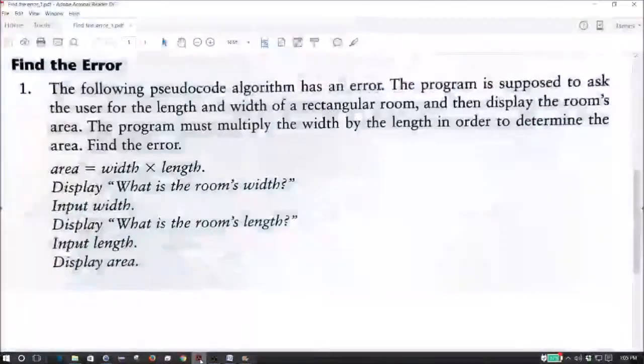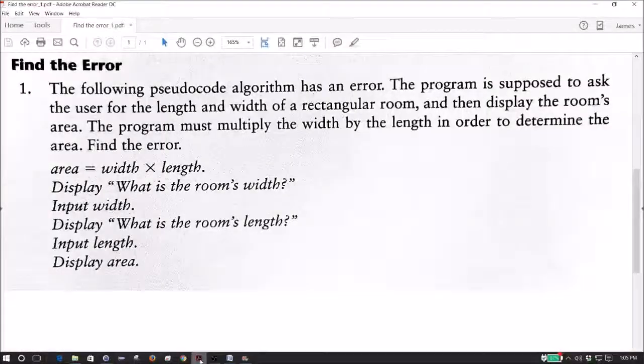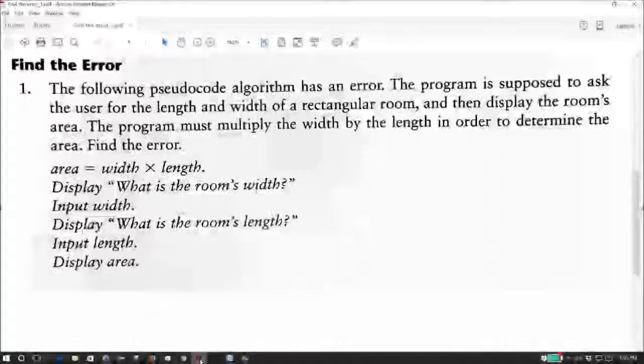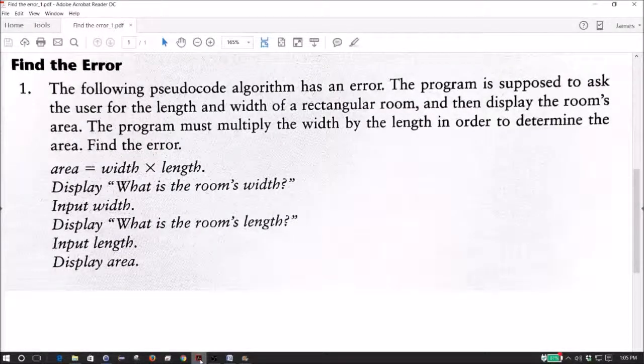To remind you of the example that we talked about, this is the example, and if you want to think about it again, or if you weren't in class, I'll give you a second to think about this problem. You can pause the video, think about this problem. Okay, so in class, students realized that the problem with this algorithm was that the steps were in an order that would not work. In other words, the area calculation is done before we know anything about width and length.